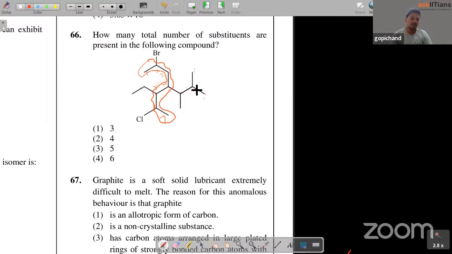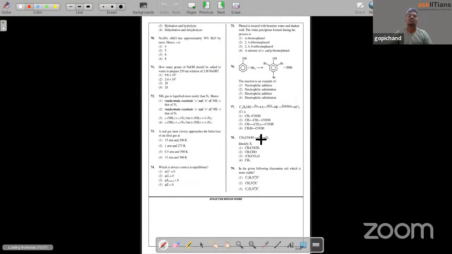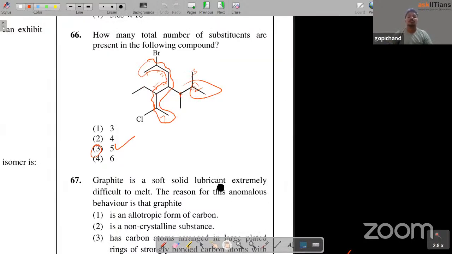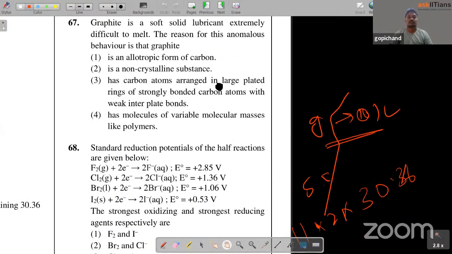And another important thing is you are having an internal substitution. So if this is a substituent, there is another internal substituent, that is 1, 2, 3 if you take. So that means at the second position you are having a substituent. So overall we can clearly say that 5 substituents are possible. So this is the correct answer. You can easily guess by drawing the structure as well. Okay. So answer this one. Question number 67.